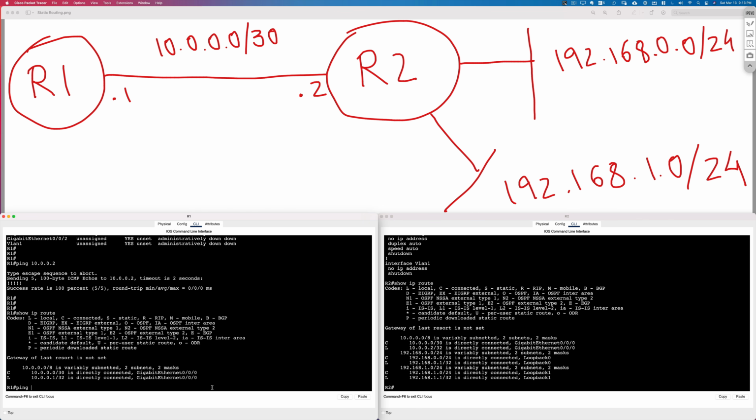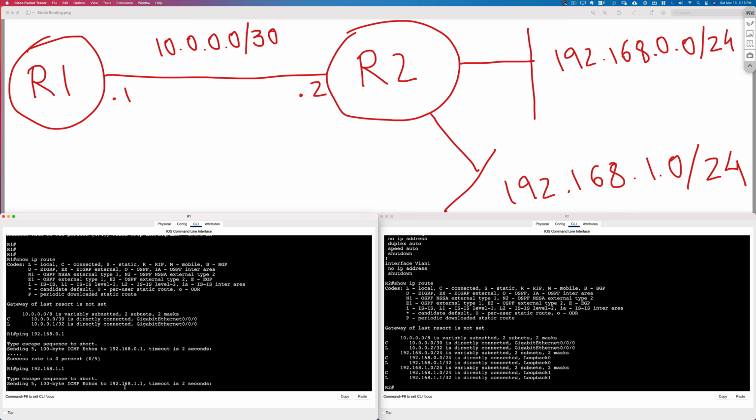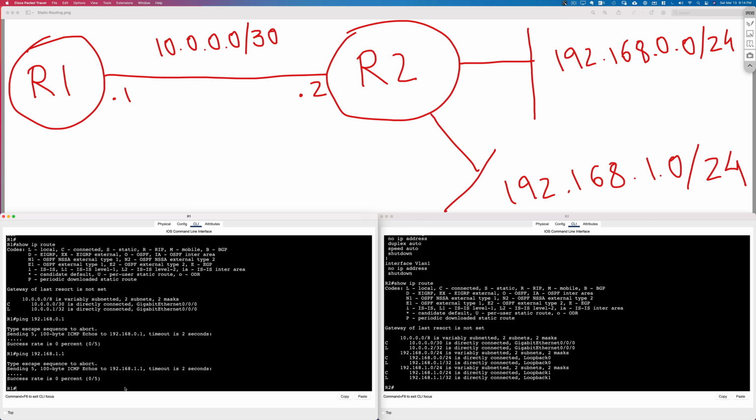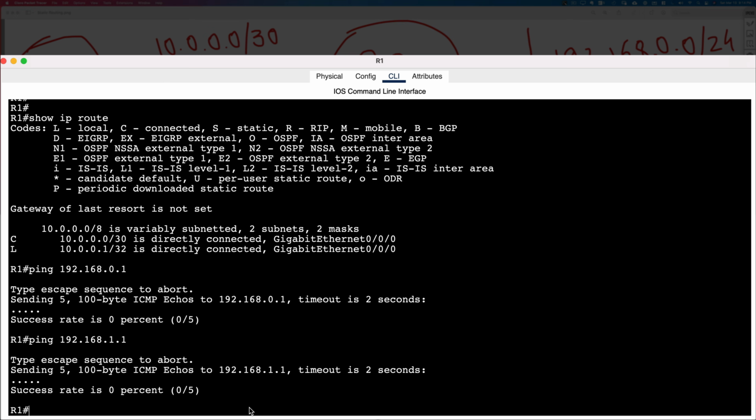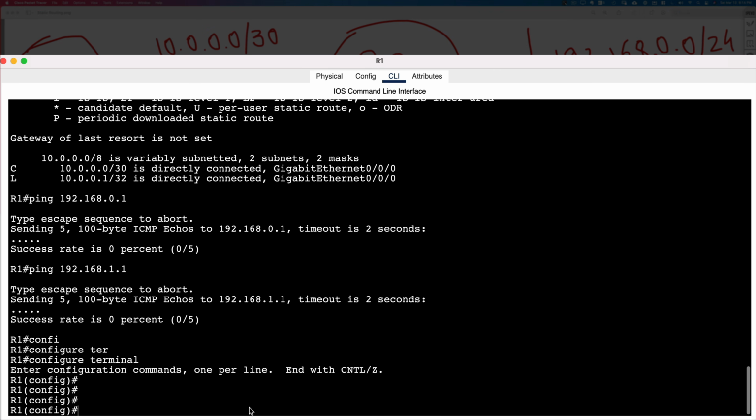I can't ping, for example, one of these subnets that router 2 has on its LAN side. And I'll prove to you that I can't ping either one of them. Both networks are currently unavailable on router 1. The reason is router 1 doesn't know where those routes are and hence is unable to get to those destinations. So let's go ahead and enter those routes manually. That's what's called static routing. We'll go ahead and set that up.